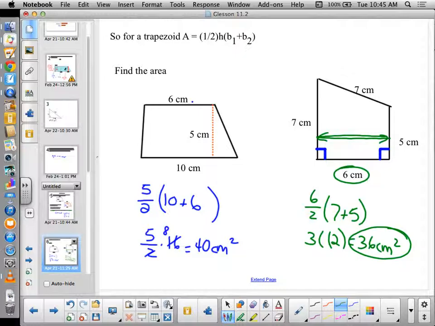So we do have to be a little careful with trapezoids. Making sure my bases are the parallel sides, make sure my height is the distance between those parallel sides. Just like the height in a parallelogram is the distance between the parallel sides. And perpendicular. So we're kind of consistent with that idea of height.